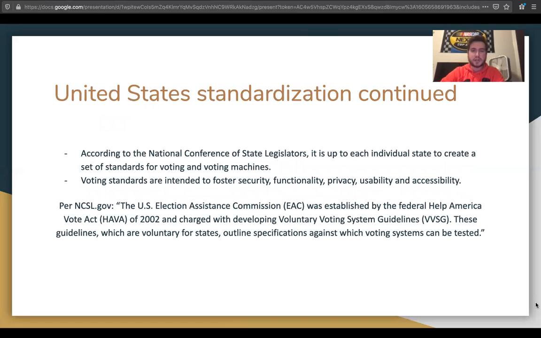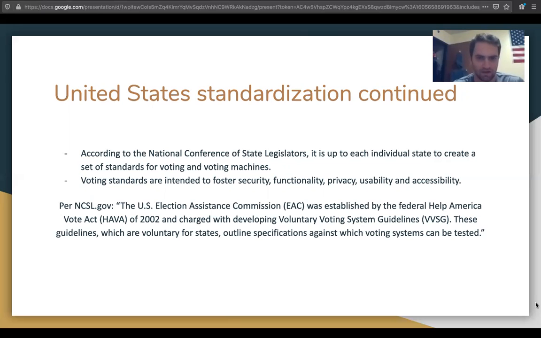Standardization continues. Derek, I'll let you take us through this slide, which sort of tells us what states can do. And Derek, as you'll tell us here in a minute, it's so much up to the states when we get to this sort of thing. Yes, you're absolutely right. According to the National Conference of State Legislators, it's up to the individual state to create their set of standards for the voting in their machines. It's not centralized. As I said, it's up to each individual state. Some prioritize it, others not so much, as we see.